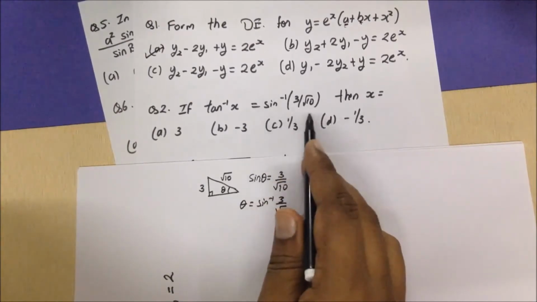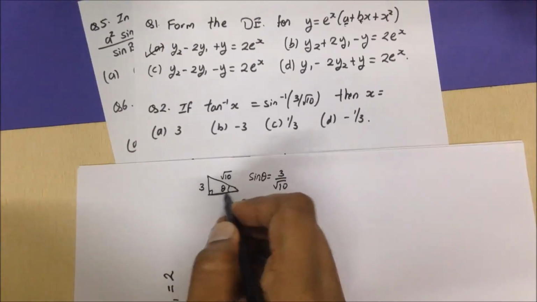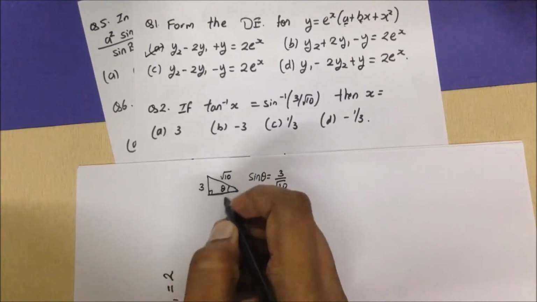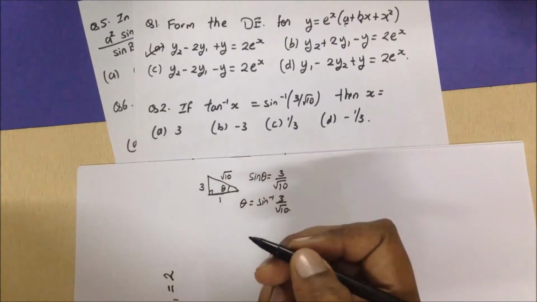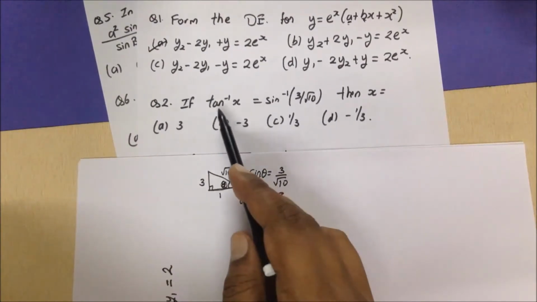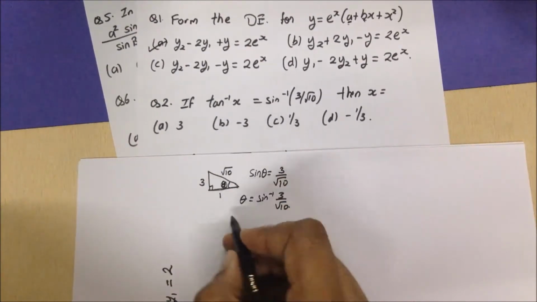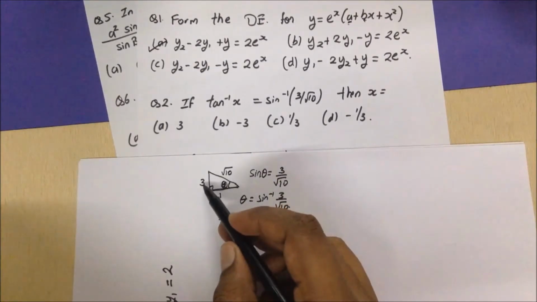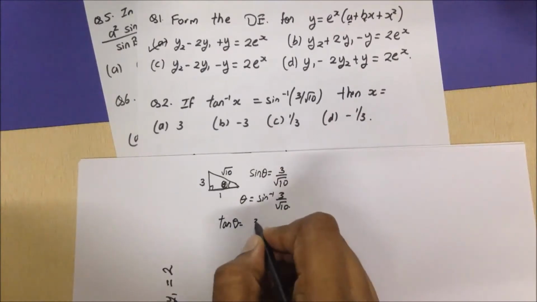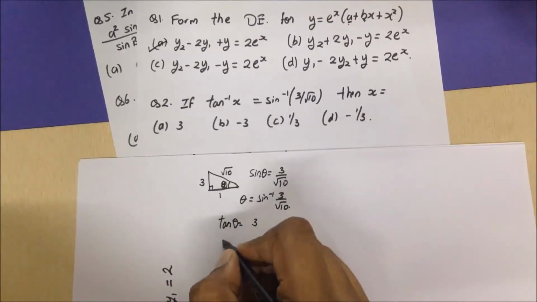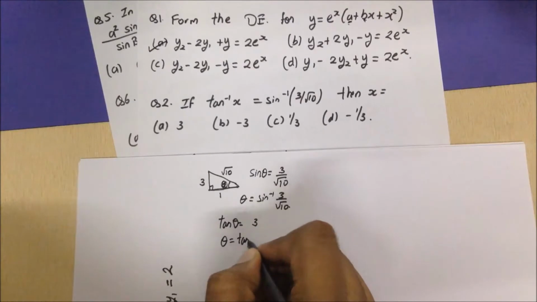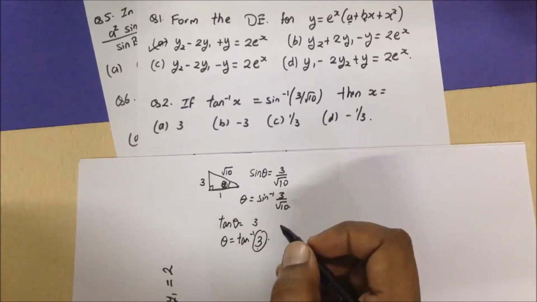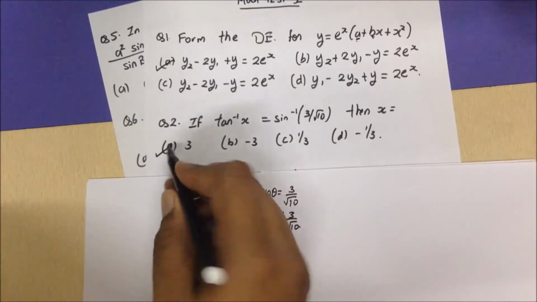So that is what is asked in your question. Using your Pythagoras theorem, you can find this side. So that's going to be root 10 square minus 3 square, which is going to be 1 square. So that's 1. Now I have to find my tan of theta. So my tan of theta is going to be nothing but the opposite upon hypotenuse, so that's going to be 3. So theta is going to be tan inverse of 3. So what you are getting is your x as 3. So you will be marking your option as A.